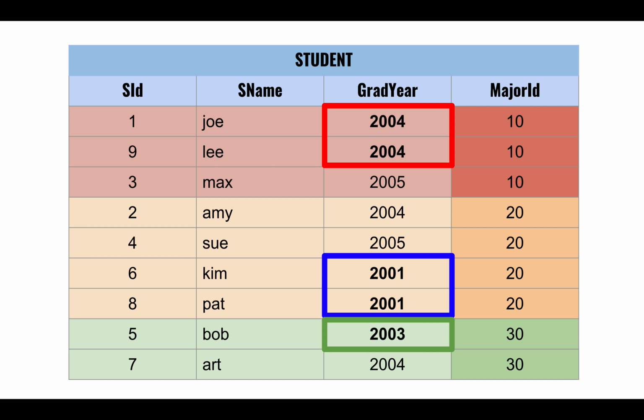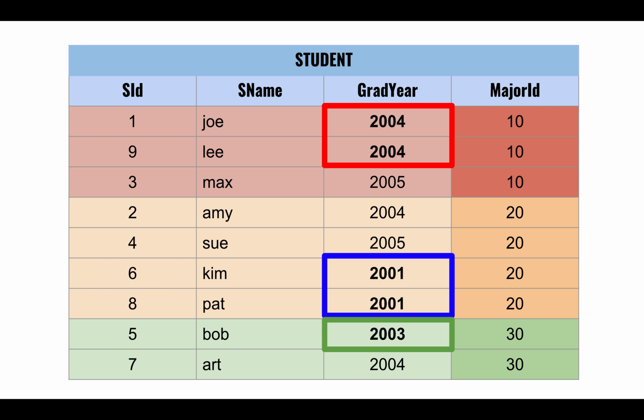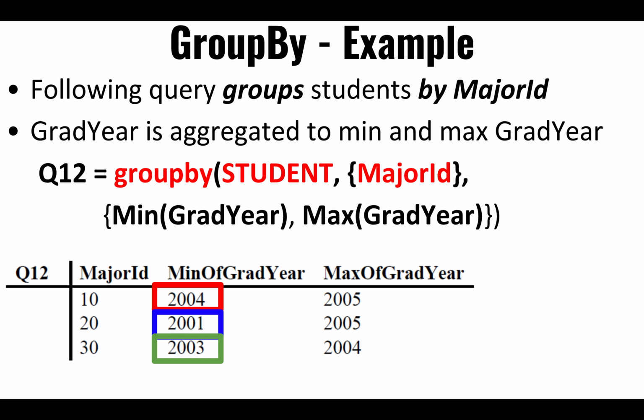So here, this query was calculating the minimum of the graduation year and the maximum. So in the groups now it's graphically obvious which are the minimums and the max. Here are the 2 minimums, right? 2001, the maximum is 2005, minimum is 2004, maximum is 2005. So they're represented here, right? So there they are, the min and the max for each of the major IDs.